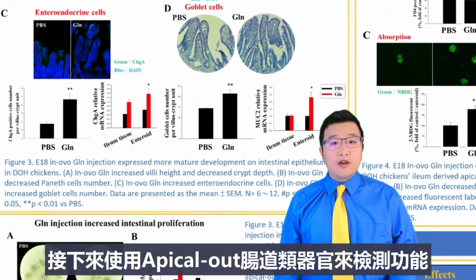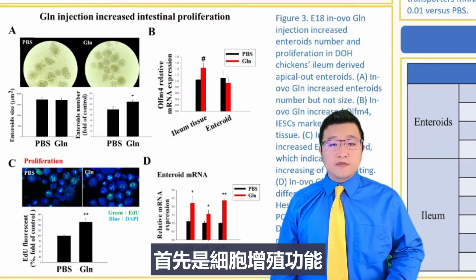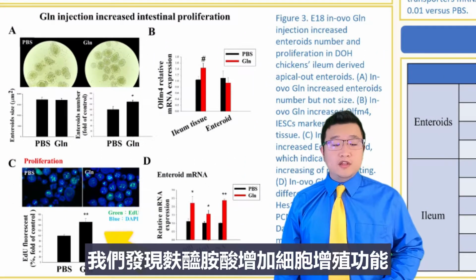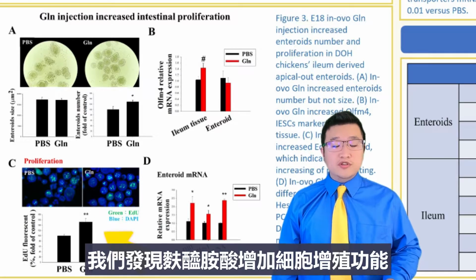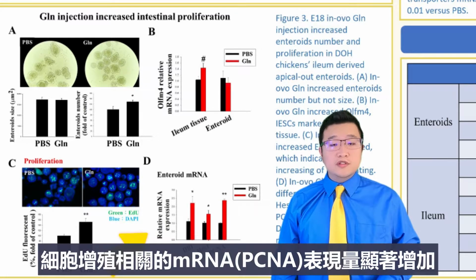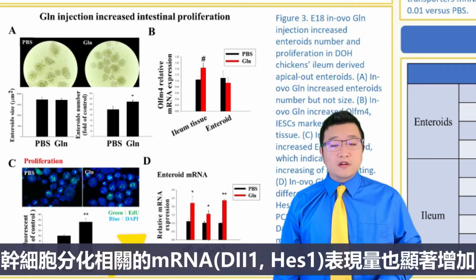We use apical-out enteroids to test the intestinal functions. First, we test the proliferation. We found the glutamine injection significantly increased the EdU fluorescence, indicating increased proliferation. The proliferation gene expression marker, PCNA, also significantly increased in the glutamine treatment group. Further, the differentiation markers, HES1 and DLL1, significantly increased in the in ovo injection group.